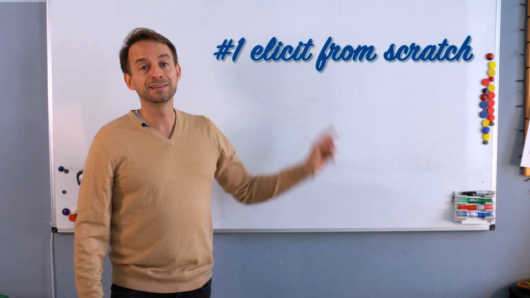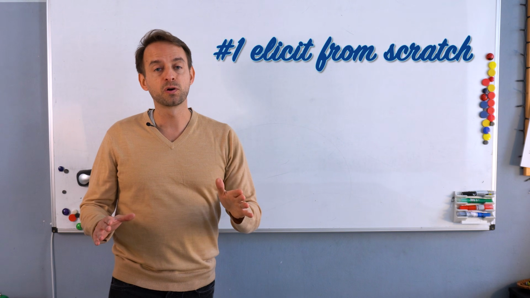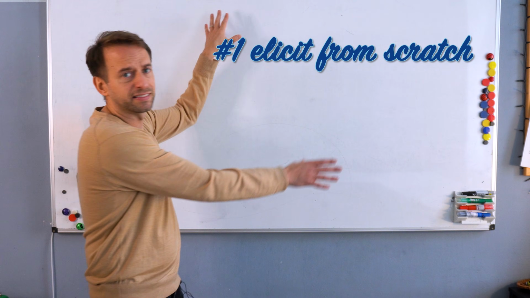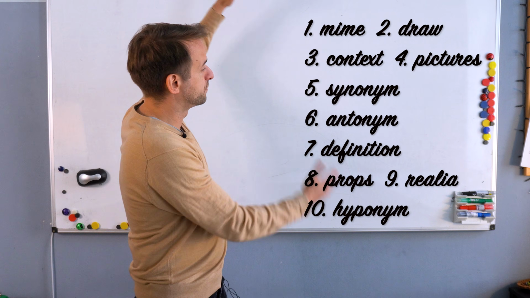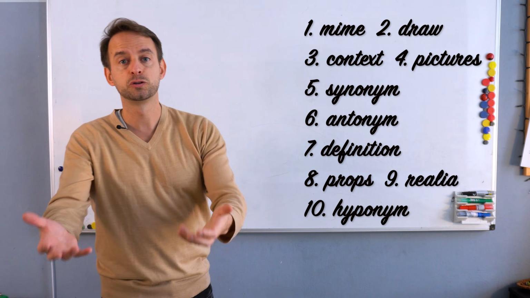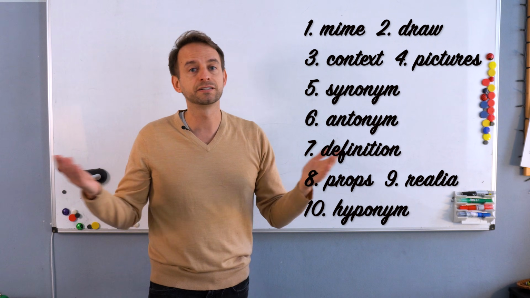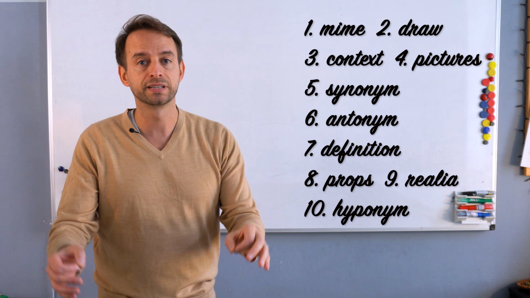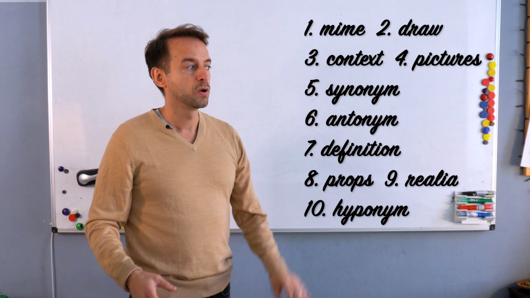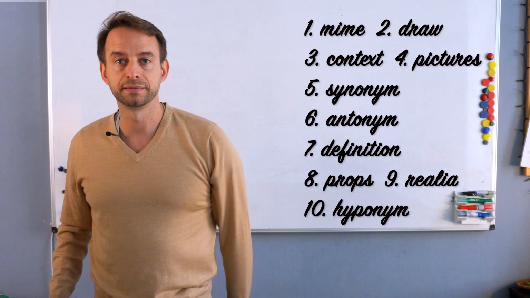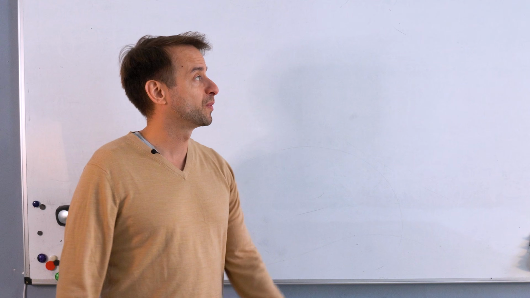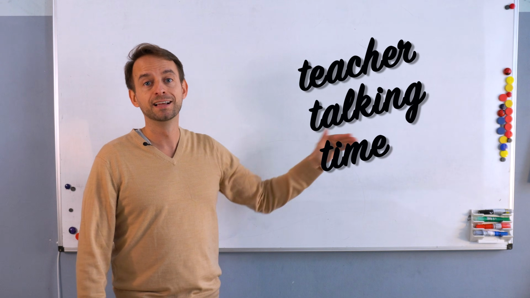Number 1 is we're going to elicit all of our words from scratch. We're not going to have anything written up on the board. Instead, we're going to use one of these various different techniques to pull that meaning across. Different words work better with different elicits, so think for a bit, what's the easiest way for me to teach this meaning?